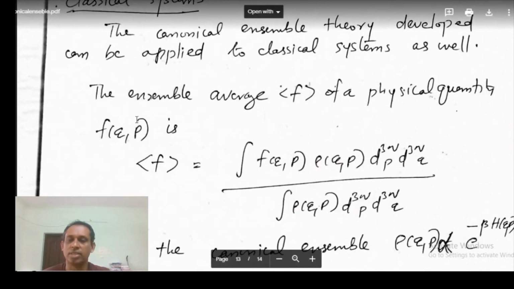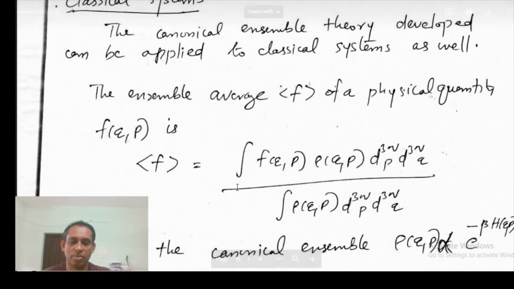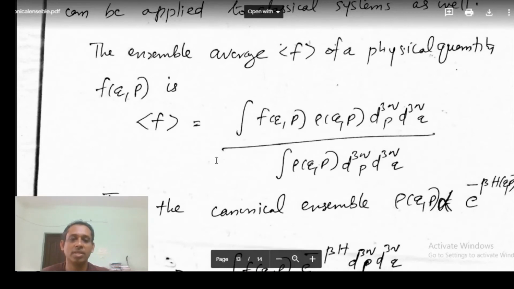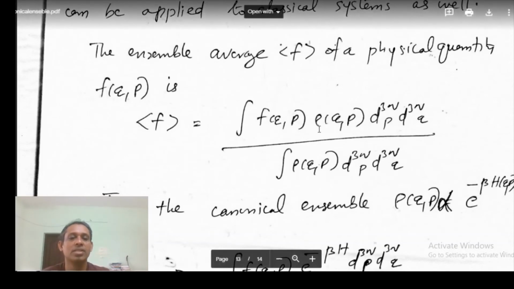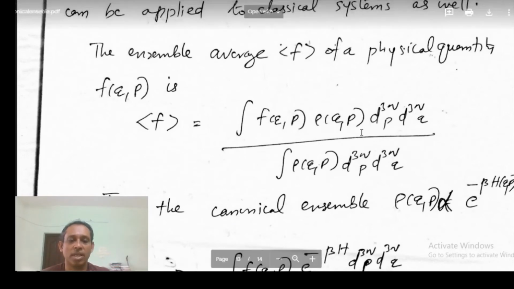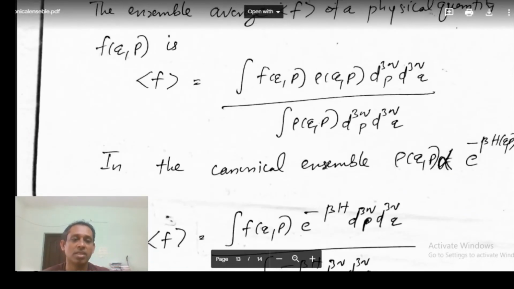of a physical quantity f of qp, that is given by integral f of qp rho of qp d3n p d3n q, and in the denominator, integral rho of qp d3n p d3n q. So this is the ensemble average of a physical quantity, which is applicable to any ensemble, a general formula. For the microcanonical ensemble, this rho of qp is a constant. For the canonical ensemble, this rho of qp is proportional to what?